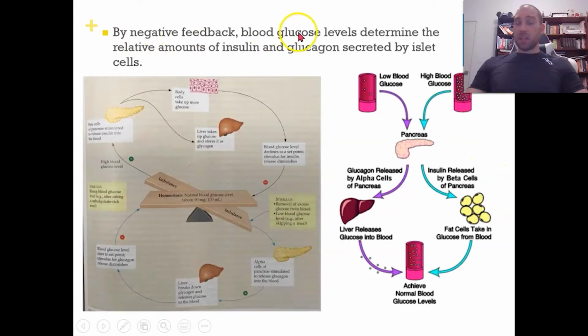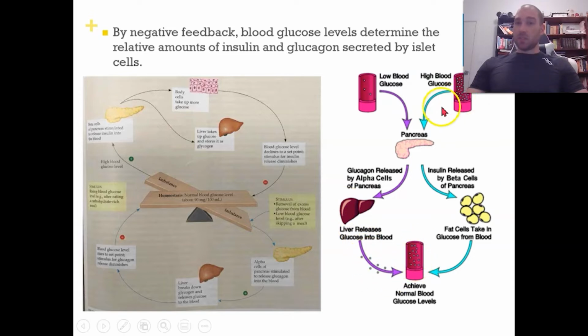Using negative feedback, blood glucose levels determine the relative amounts of insulin and glucagon secreted by the islet cells. So we get a balance. So if you have low blood glucose levels, the pancreas releases glucagon from the alpha cells in the pancreas. Glucagon flows through the blood and goes to places like the liver. The liver has receptors for glucagon on the cells of the liver. And the liver stores an awful lot of sugar in the form of glycogen. So the glycogen is turned into glucose, and then that glucose is released into the blood, and that gets you back to your normal blood sugar level.